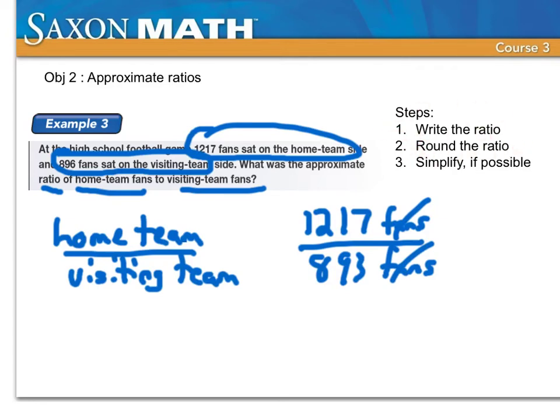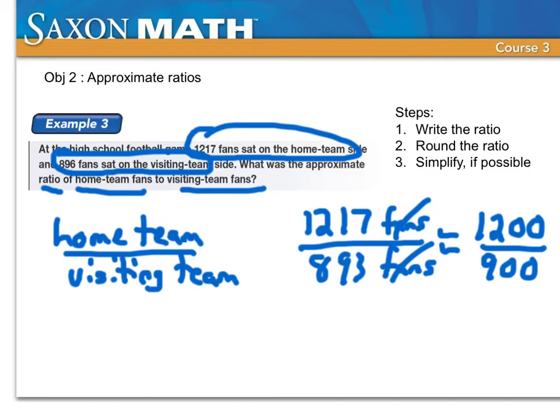Step 2 is to round it. So I don't want to do 1217 to 893. That's not nice and easy to work with. So I'm going to round these. This one will round to the closest 100. So that's 1,200 fans about. And I'm going to put the little squiggly line in there, that tells us about. And this one will round up to about 900.